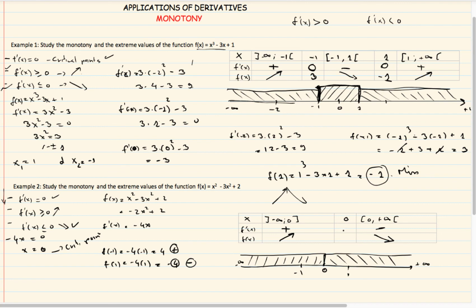So to find the maximum value of this function, what we do is we take the value of the critical point and then we replace it in the given original function. So the critical point is 0, we have to replace in the original function. So we have f of 0 is equal to minus 2 into 0 squared plus 2, so this becomes 2. So the maximum value of this function is 2.